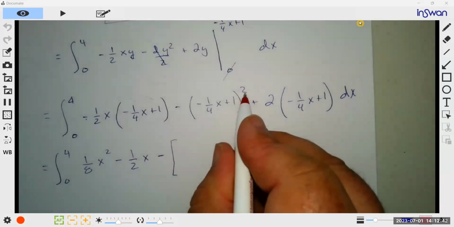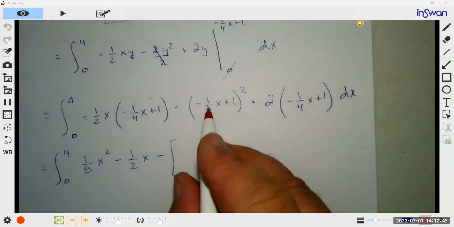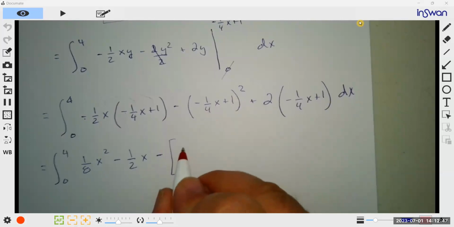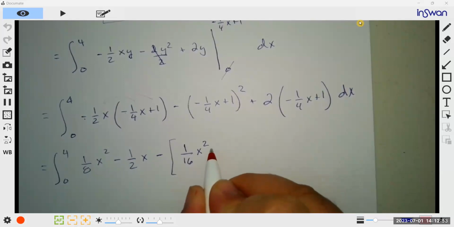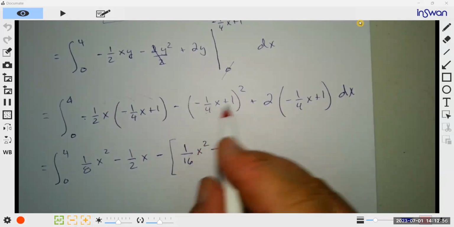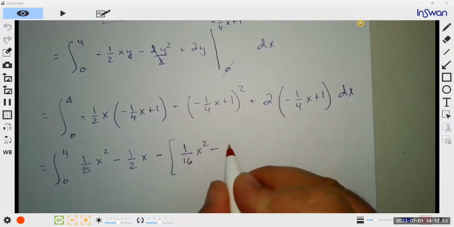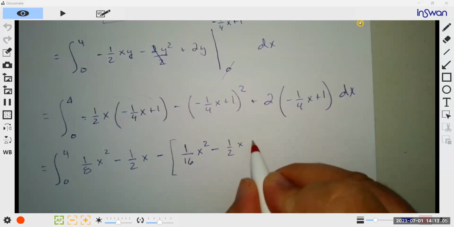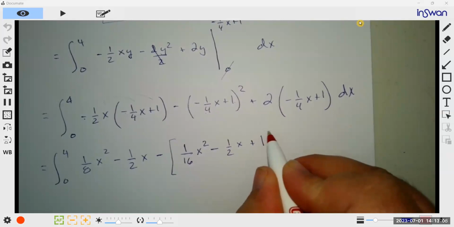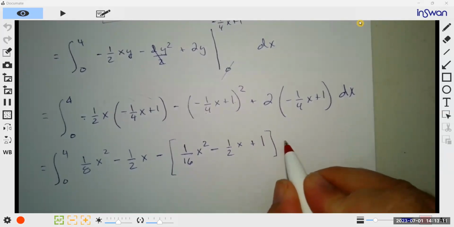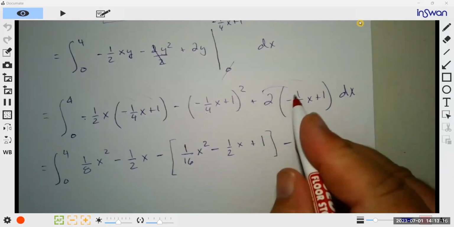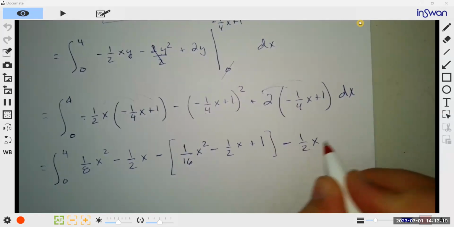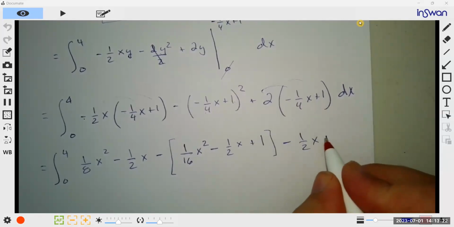Here we have to do the FOIL. So negative 1/4 times negative 1/4 is positive 1/16 x squared. Two times negative 1/4 is 1/2 x. Plus 1 squared is just 1. Positive negatives and negative. 2 times 1/4 is 1/2. Positive times positive is positive.